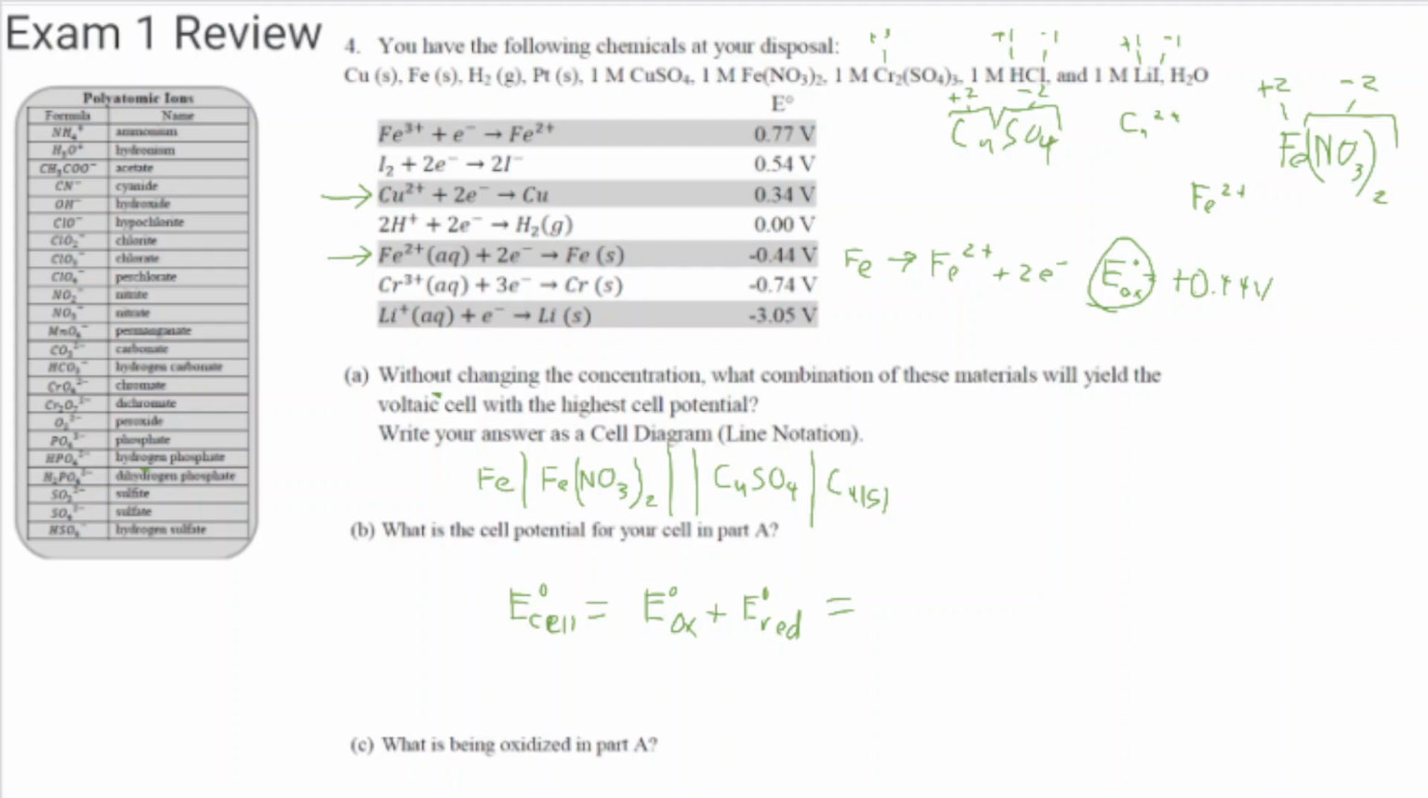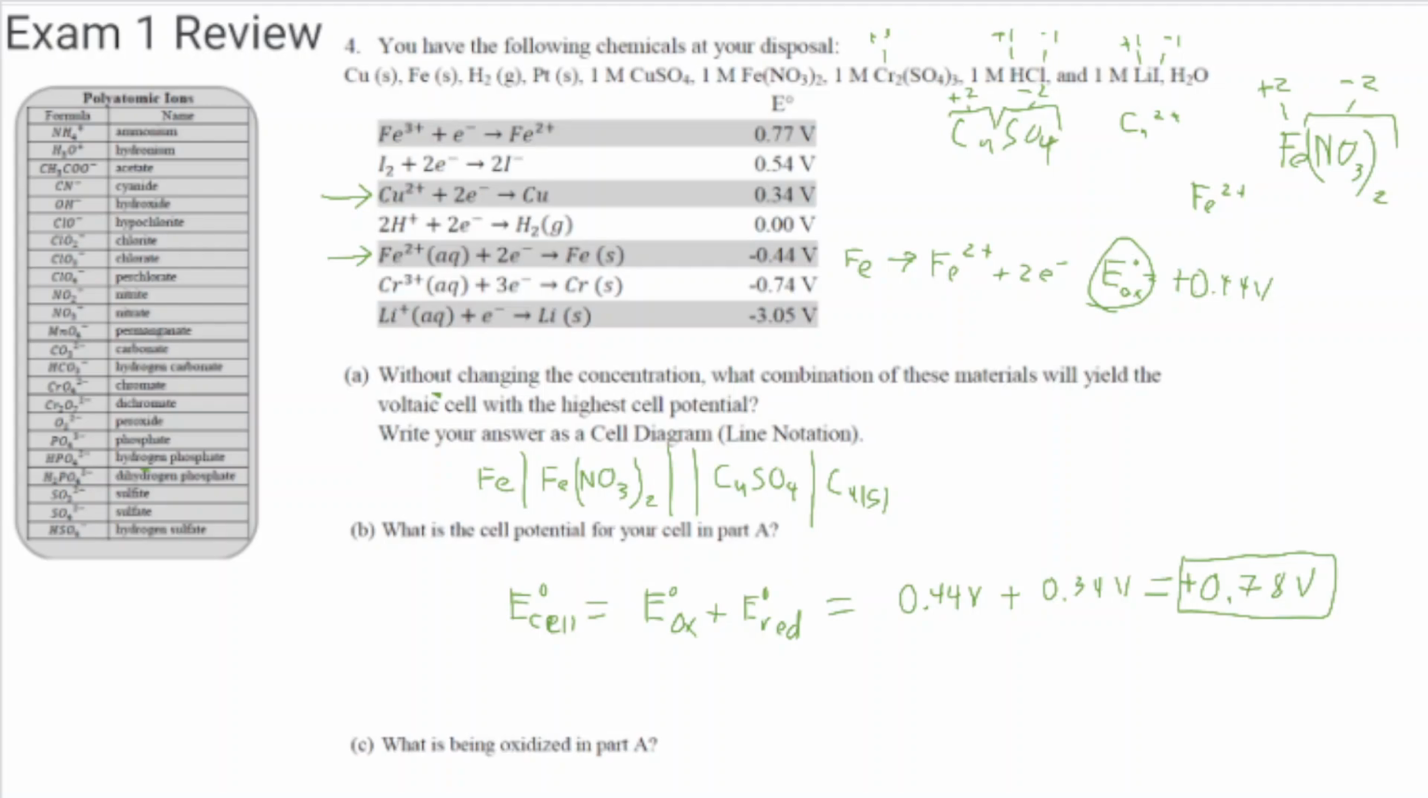So we're going to have positive 0.44 volts plus positive 0.34 volts, and we add that together, you get a positive 0.78 volts. Now, if you add these together and you end up with a negative number, that should let you know that you probably messed up somewhere, because if it's negative, that means it's non-spontaneous. If it's positive, that means it's spontaneous and the reaction can occur.